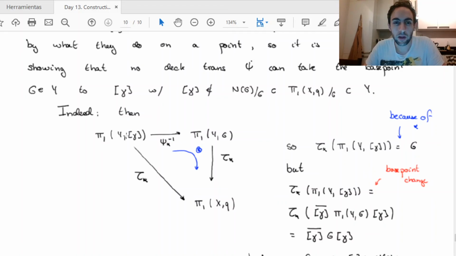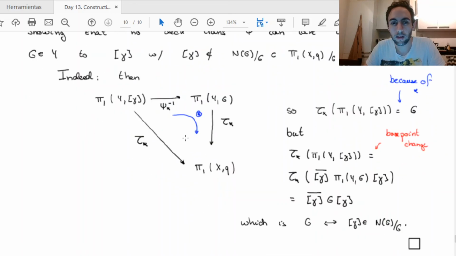How do we argue? Well, I'm going to take the inverse; it's more comfortable for this argument. So I take the pi1 at this other point. It maps to the pi1 at the base point by the induced homomorphism inverse. And then we have both projections. Since this is a deck transformation, this diagram is commutative. And now what do we have?